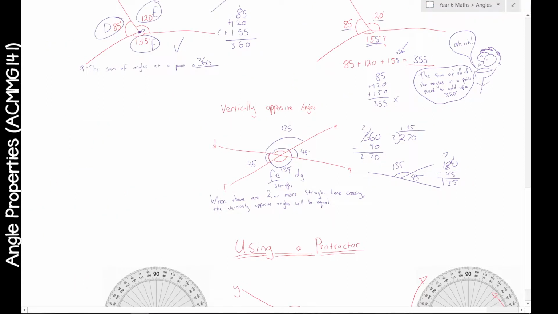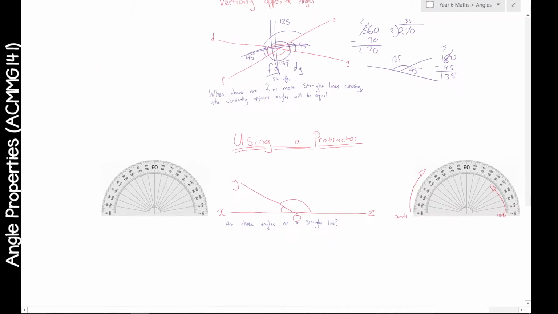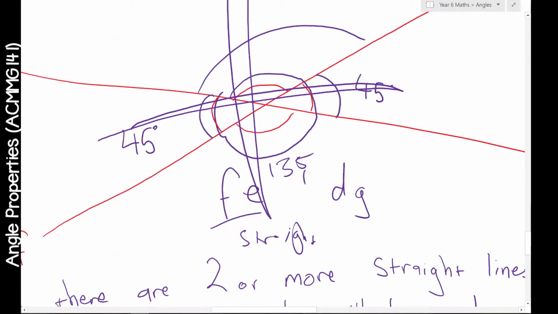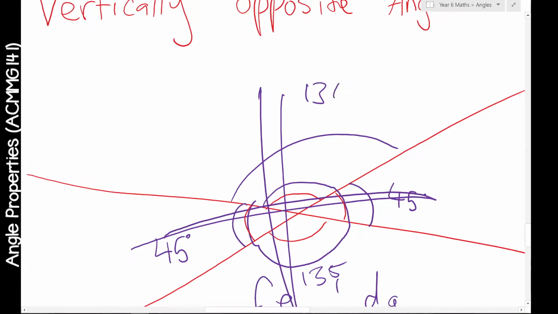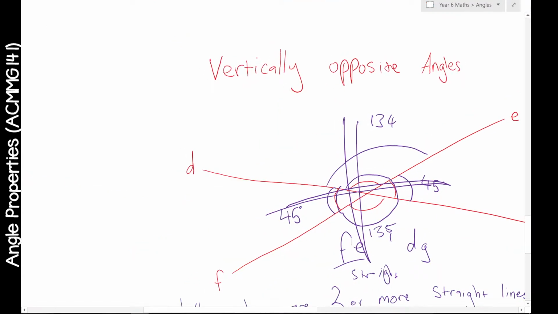Hopefully that makes sense. So the idea is, if they're vertical, they're the same. If you got 134 here, we know they're wrong because it's different to the vertically opposite when they're both on a straight line.